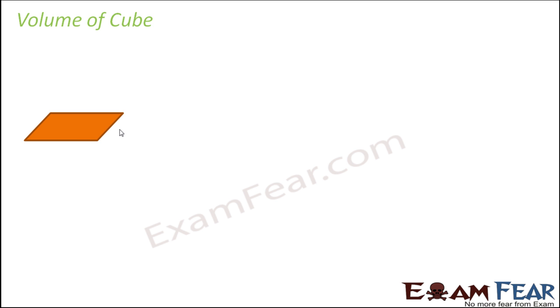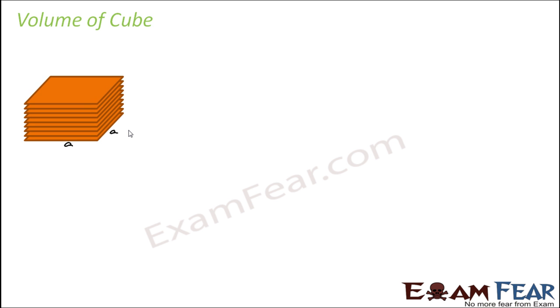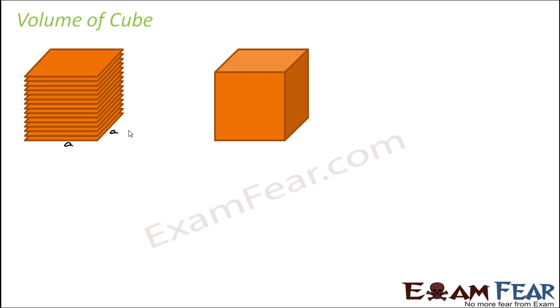Similarly for a cube, if I have a sheet of A into A and I pile up a lot of sheets to make sure that the height becomes A, then the volume of this whole thing will be A into A into A, that is A cube. So this is the volume of a cube. The volume of a cuboid was length into breadth into height, and the volume of a cube is A into A into A, where A is the side. Pretty easy formula. Surface area of a cube is what? 6A square. Volume of a cube, A cube.